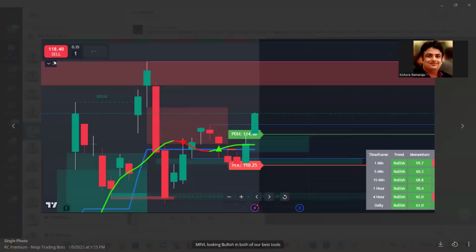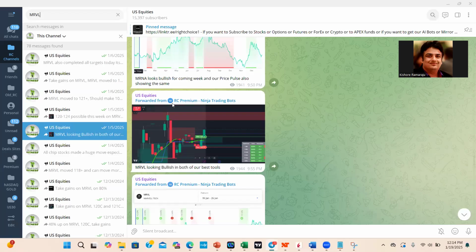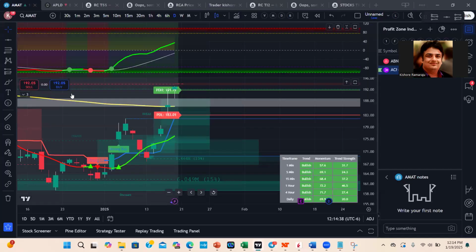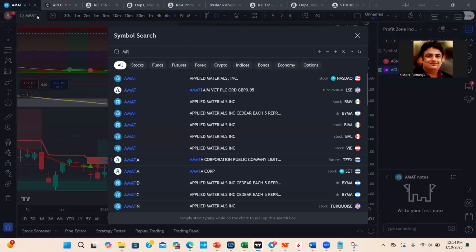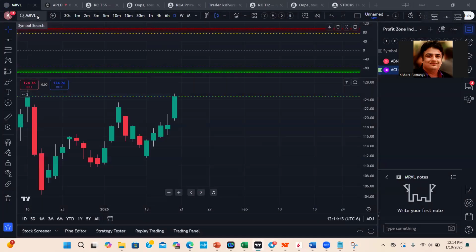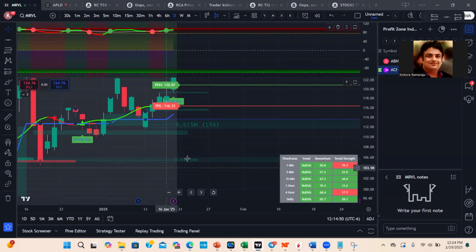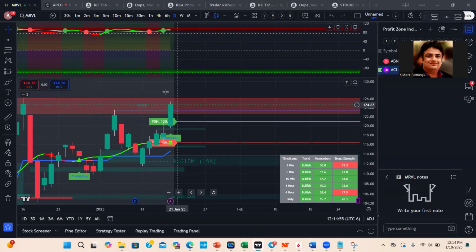So you can see on the day it is around $180, right? I shared the screenshot. I said that, right, in our premium, our price pulse, top trend, our profit zone indicator, everything is telling Marvel is looking good. So now if you go and see, Marvel is over $125, right? That is nearly a 10% gain. So again, if you did some bull put spreads or you bought some calls, that would have made huge gains.